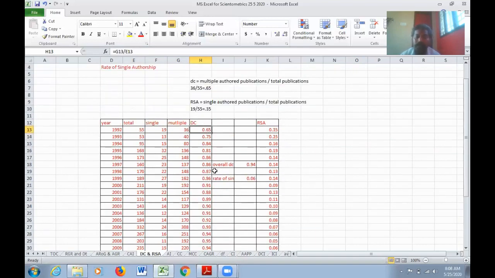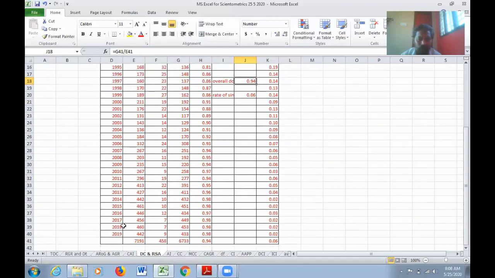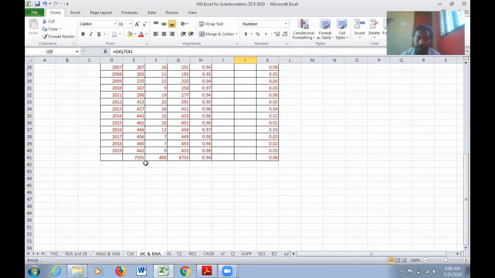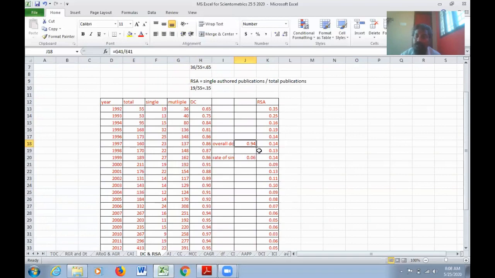And apart from that, you can calculate overall degree of collaboration for the entire research period. So I have taken the research data from 1992 to 2019, and the total publications are 7191, and total multiple publications are 6733, and so the degree of collaboration is 0.94. It's very high, very high, very high.